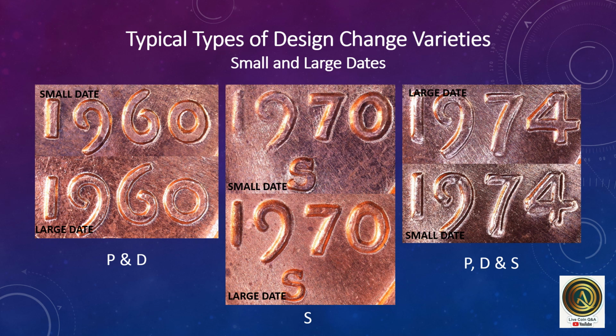Typical types of design change varieties include the small and large dates. Here is the small and large date of the 1960 Lincoln cent. These occurred on the Philadelphia and the Denver mint. The 1970 S large and small dates. The 1974 Lincoln cent had large and small date variants. These occurred on the Philadelphia, the Denver, and the San Francisco business strike coins.